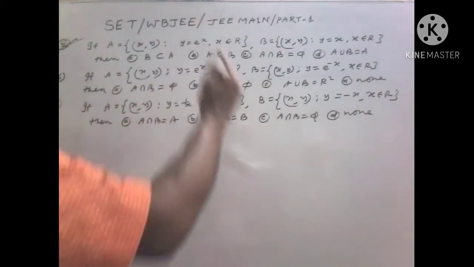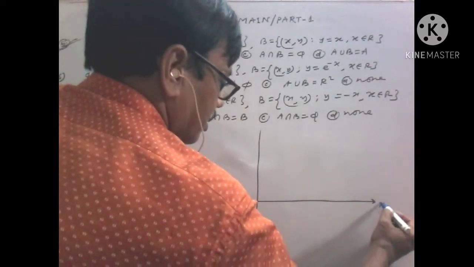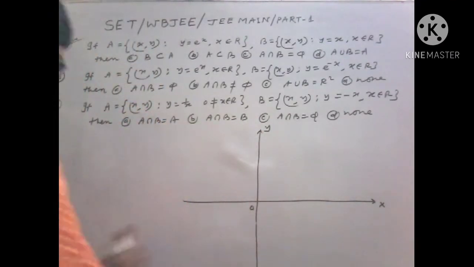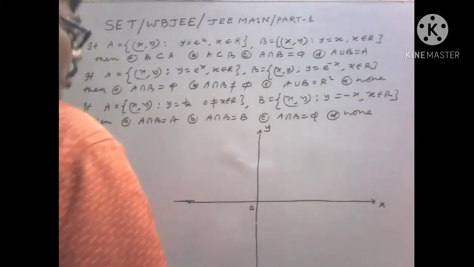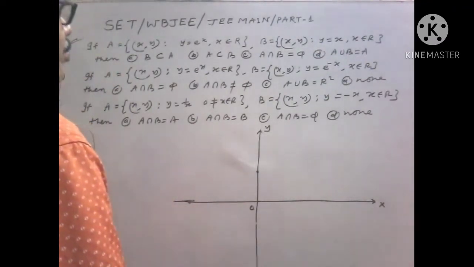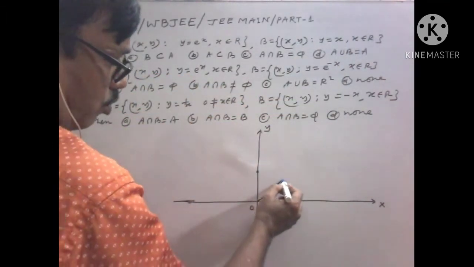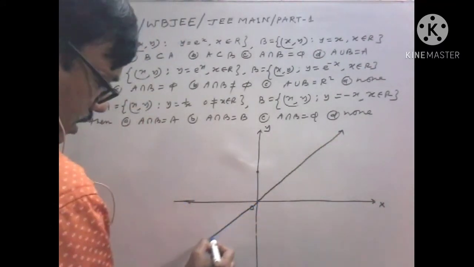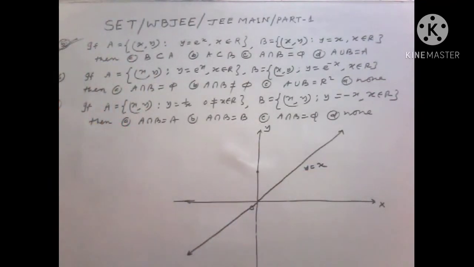So y equals e to the power x. I have already discussed it. So the graph of y equals e to the power x: for x equals 0, y equals 1. And for the y equals x graph, we draw the graph first. Y equals x bisects the first and third quadrant. This is y equals x.